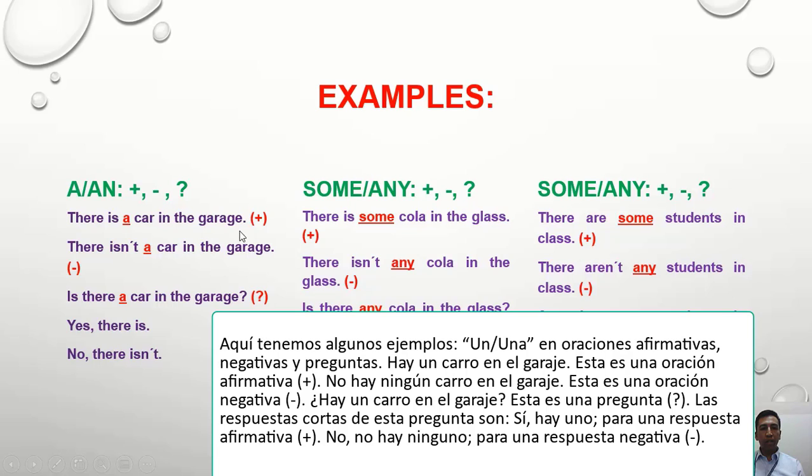There is a car in the garage. This is positive. There isn't a car in the garage. This is negative. Is there a car in the garage? This is question. And here we have the answers. Short answers: yes, there is for positive, and no, there isn't for negative.